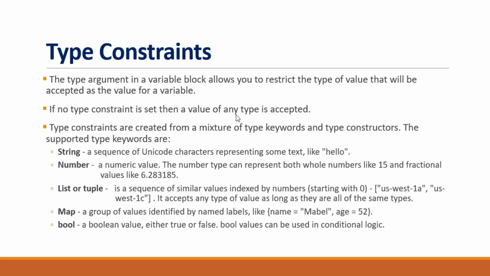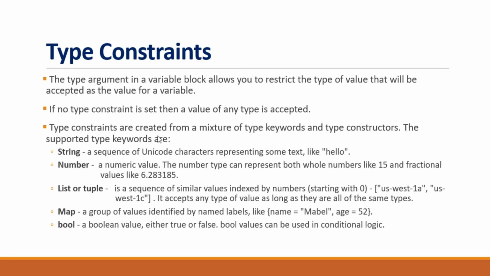So if you are not specifying, for example, type equal to string or type equal to number, then the variable can accept any type of values. It could be a string, number, boolean, any value it can accept. So it's recommended you specify the type, what type the variable is and what purpose it is going to solve. Those types you have to specify in your configuration variable file.